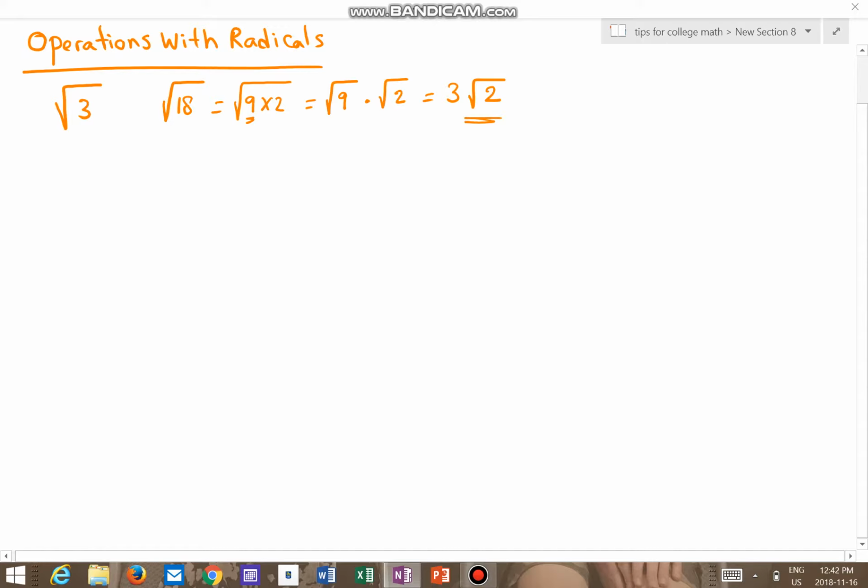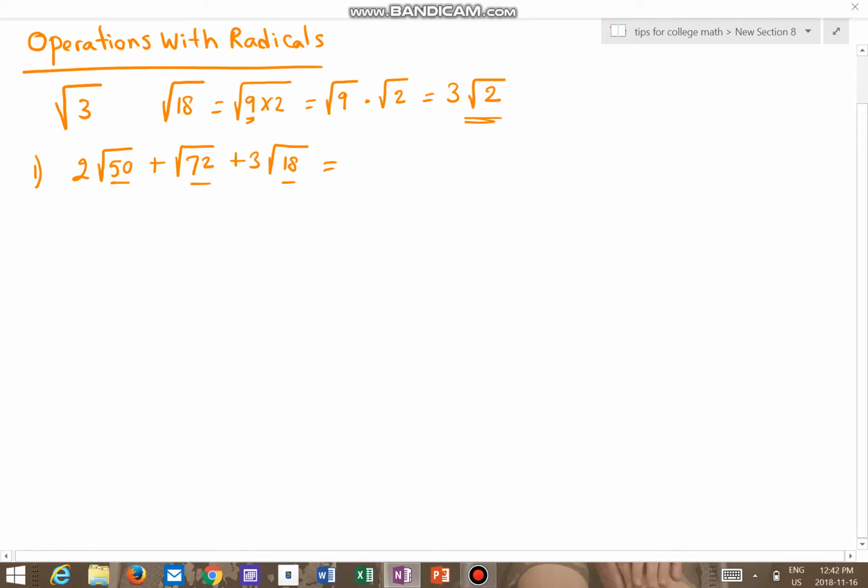So I have a couple of questions here I'm going to be working on. First one says, if you have 2 square root of 50 plus square root of 72 plus 3 square root of 18, perform this calculation and simplify. So let's examine first of all what are the numbers given: 50, 72, 18.